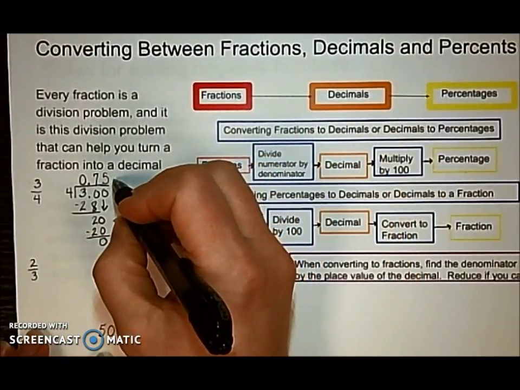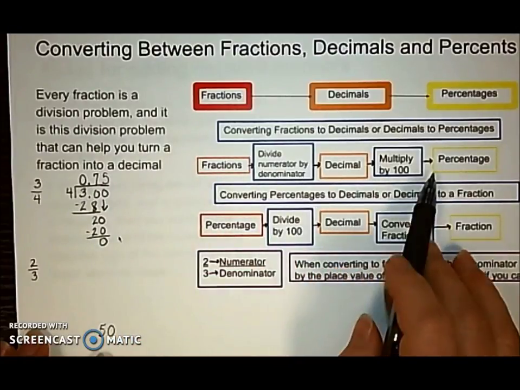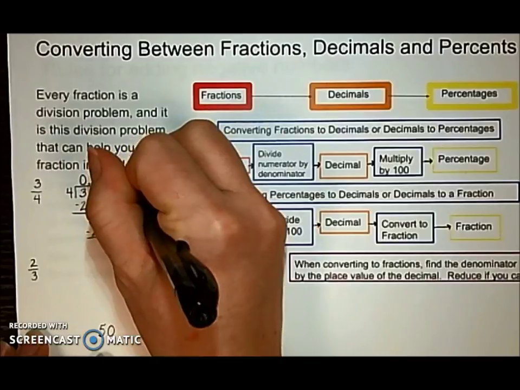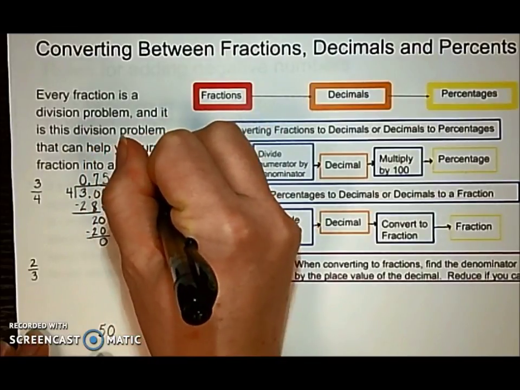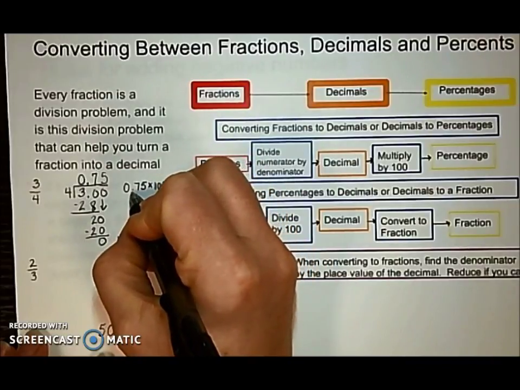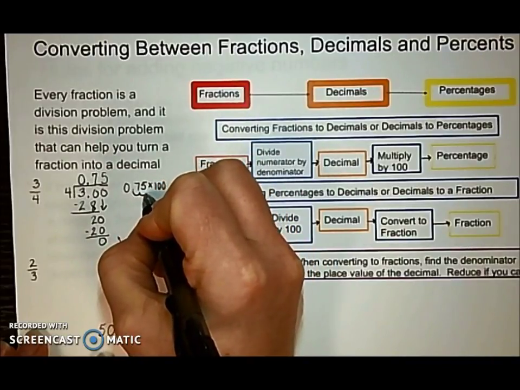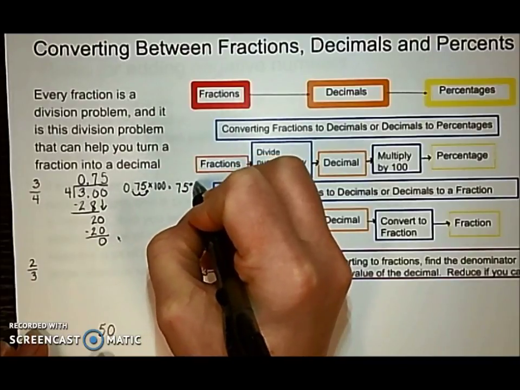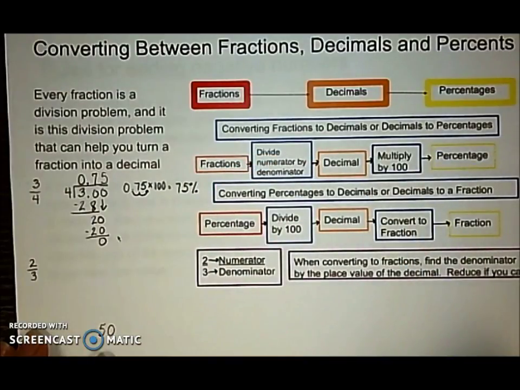I can then take this decimal to turn it into a percentage, and I'm just going to multiply it times 100. So when I take 75 hundredths and I multiply it times 100, all that's going to happen is my decimal point is going to move 2 places to the right. And so that gives me the percent, 75%.